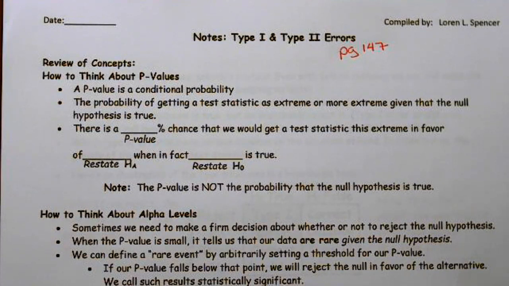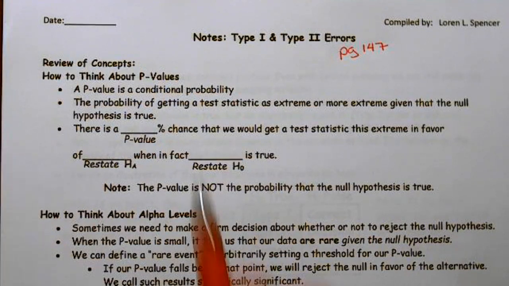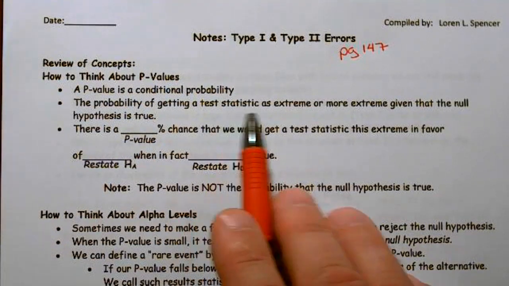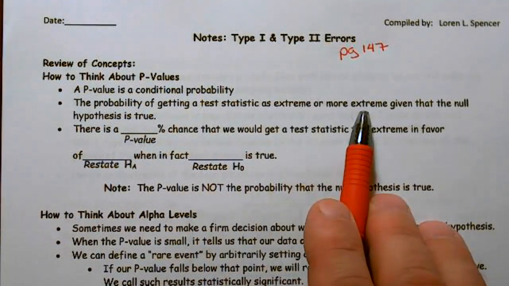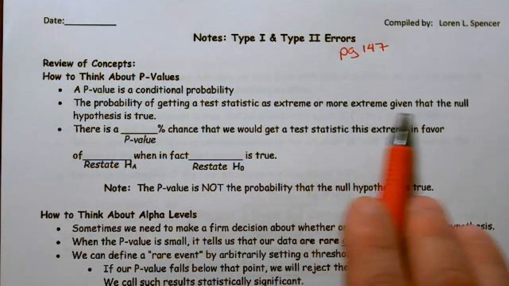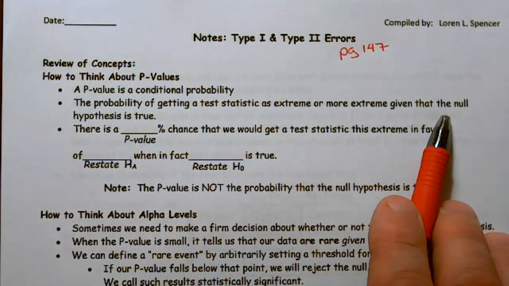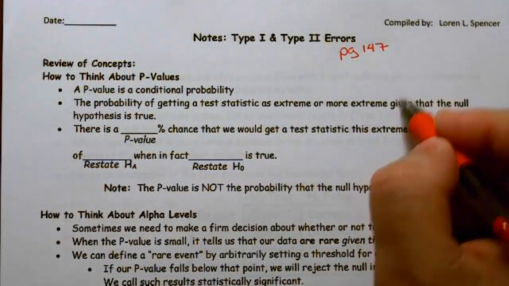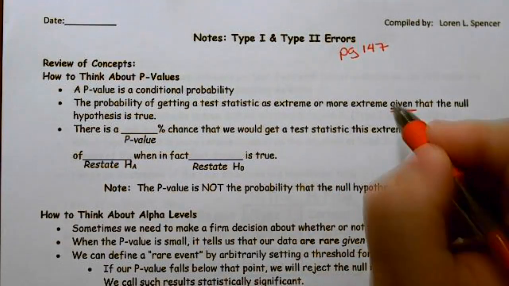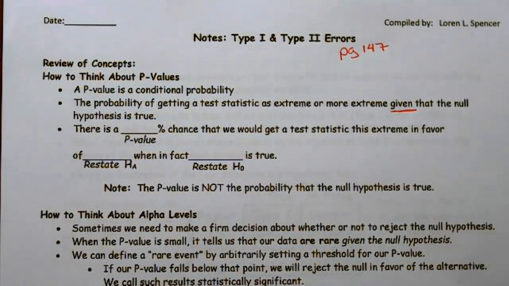So p-value. A p-value, first off, is a conditional probability. That means it has a given statement in it, or it's implied. So basically, a p-value is the probability of getting a test statistic as extreme or more extreme than the one we calculated. So it's calculated given that the null hypothesis is true. And so here's what we're saying: given that the null is true, how likely is it that we will get a test statistic that's extreme?